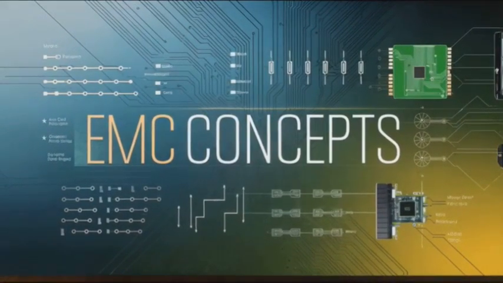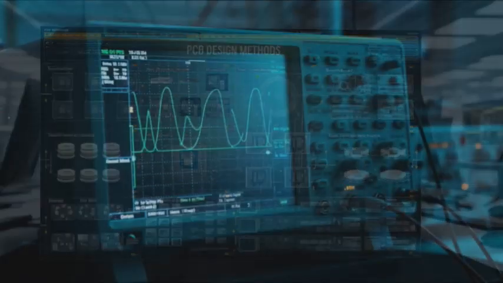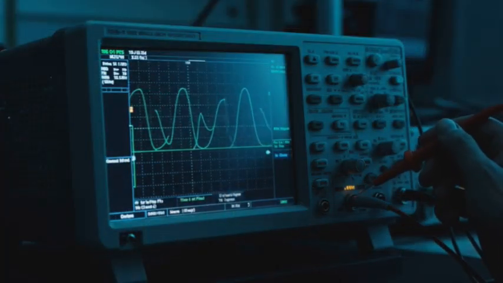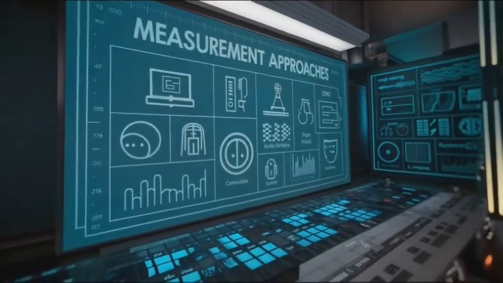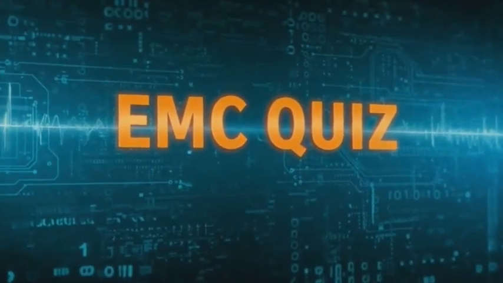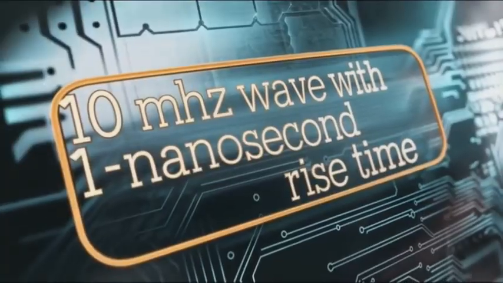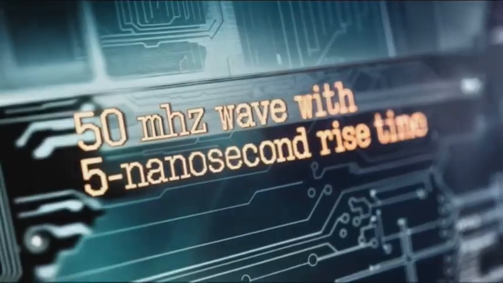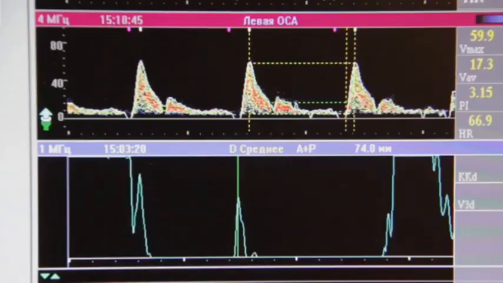Today we covered foundational EMC concepts, PCB design methods, and measurement approaches. Let's review key points briefly through some quiz questions. First, which generates higher frequency emissions? A 10 megahertz wave with 1 nanosecond rise time, or a 50 megahertz wave with a 5 nanosecond rise time?